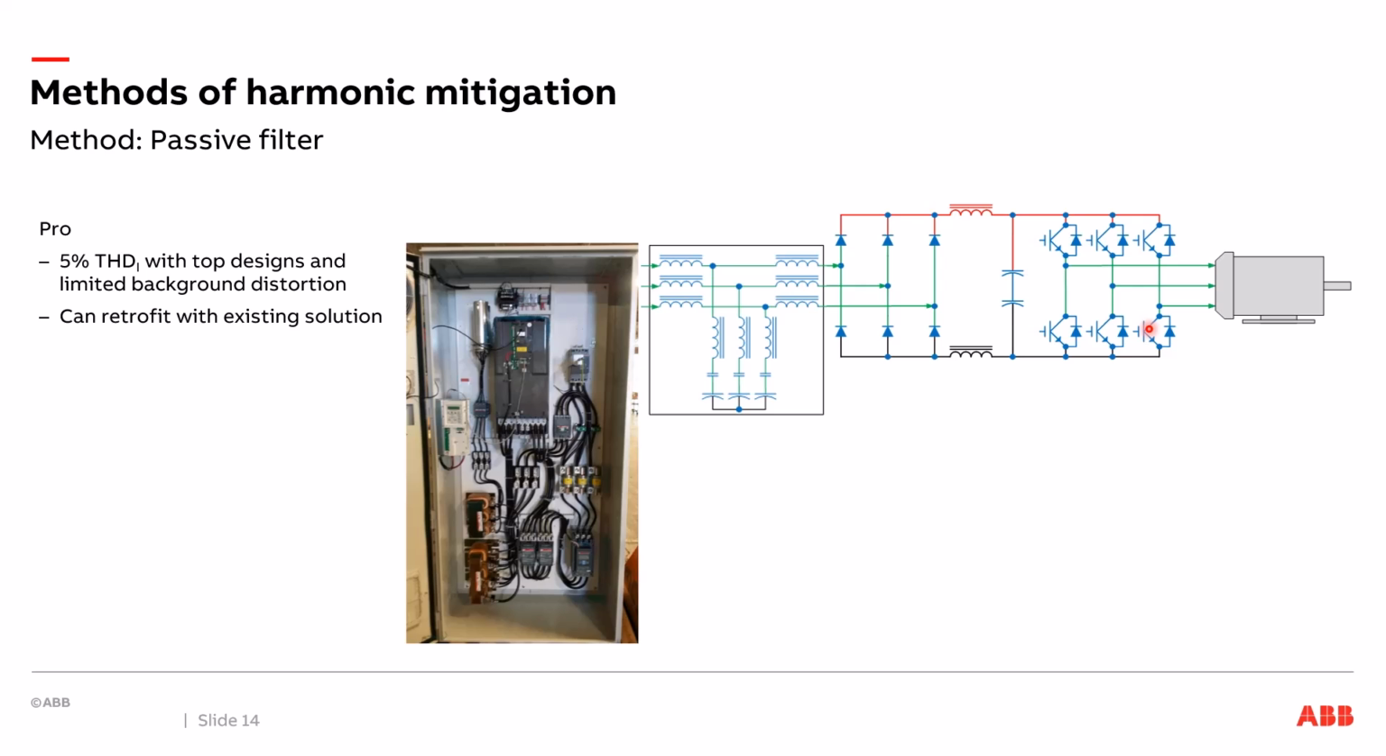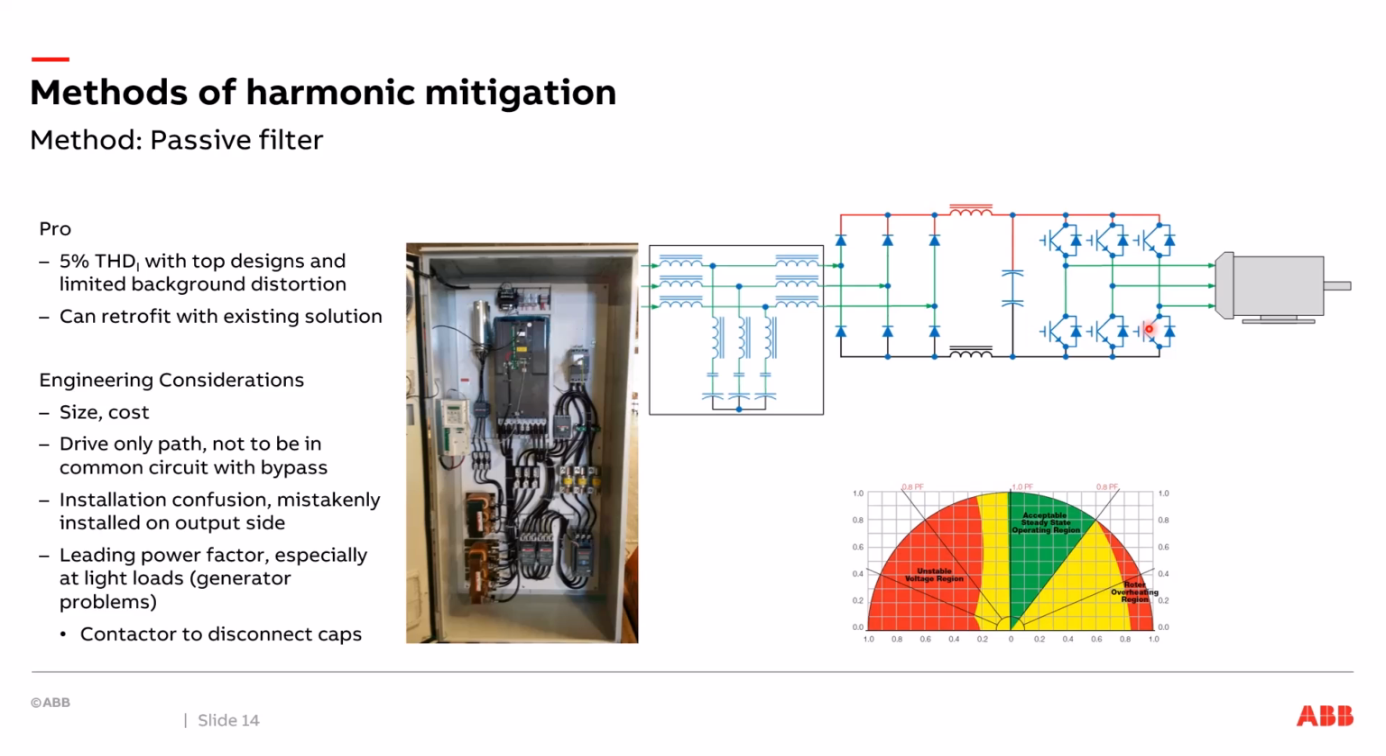You can also retrofit into an existing solution. So if the drive was already existing, you can get this in its own enclosure, stick it directly in front of the drive. Considerations to keep in mind, well, it's size, it's cost. You can see that in this picture here, you had to get a drive in a bigger box to include those components. Also, if you got a drive with a bypass, passive filters are meant to be in the drive circuitry only and not in the bypass, so that could involve a little bit more wiring out in the field if the filter is included loose.